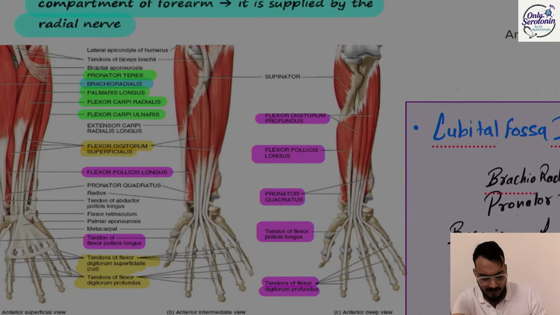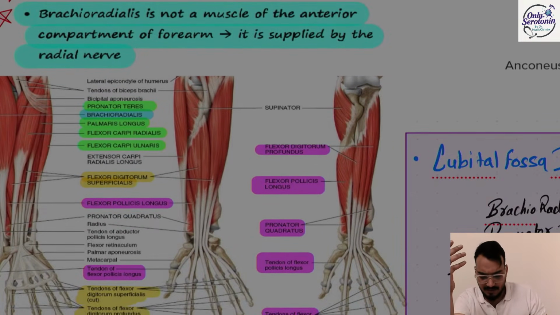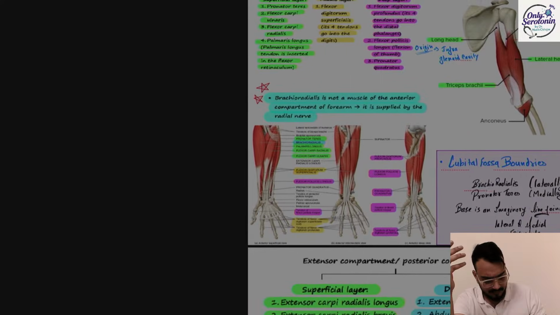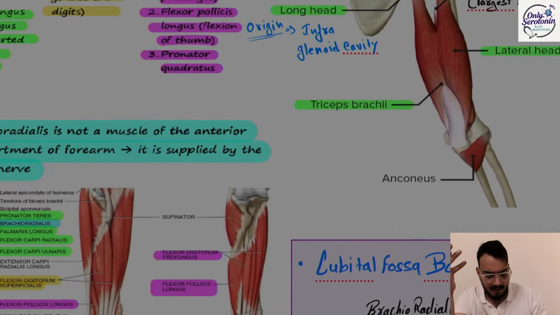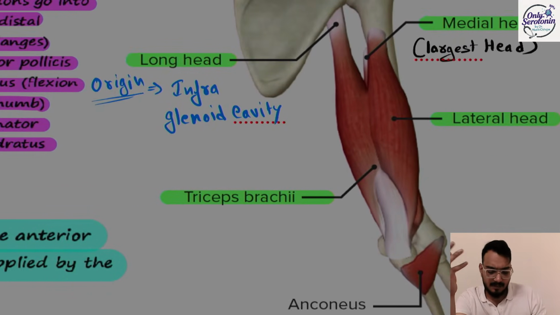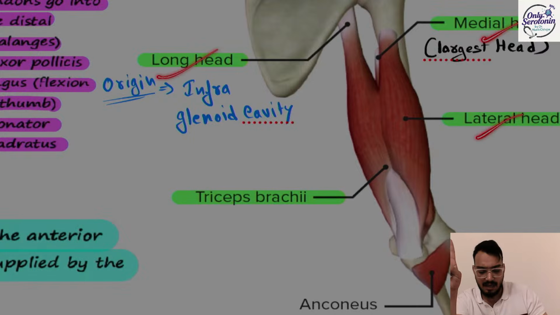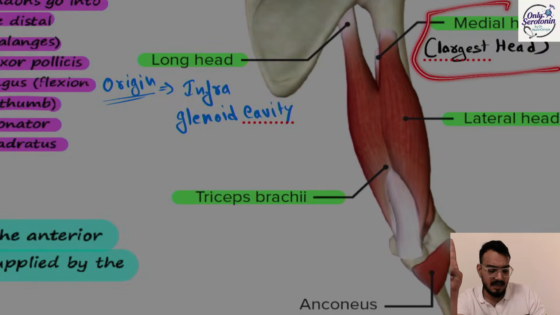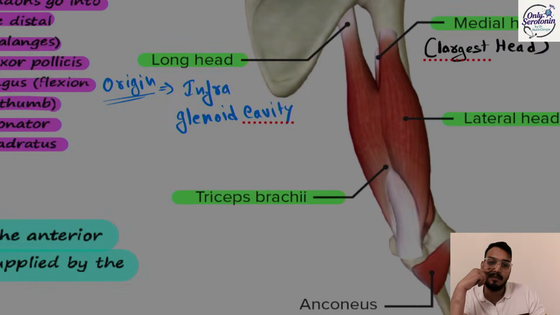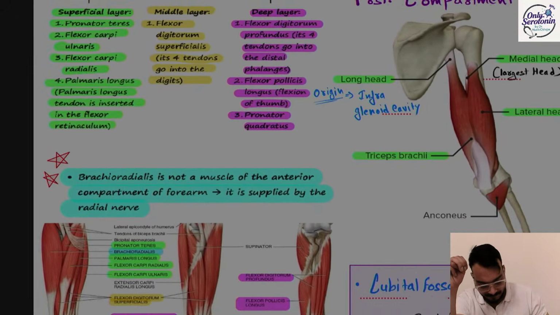In the posterior compartment, we are having again what, guys? First of all, posterior compartment of arm. In posterior compartment of arm, we are having only one muscle, that is triceps brachii muscle. This is having three heads: medial head, lateral head, and the long head. The largest head is what, guys? The largest head is medial head. Origin is infraglenoid tubercle. So infraglenoid cavity.